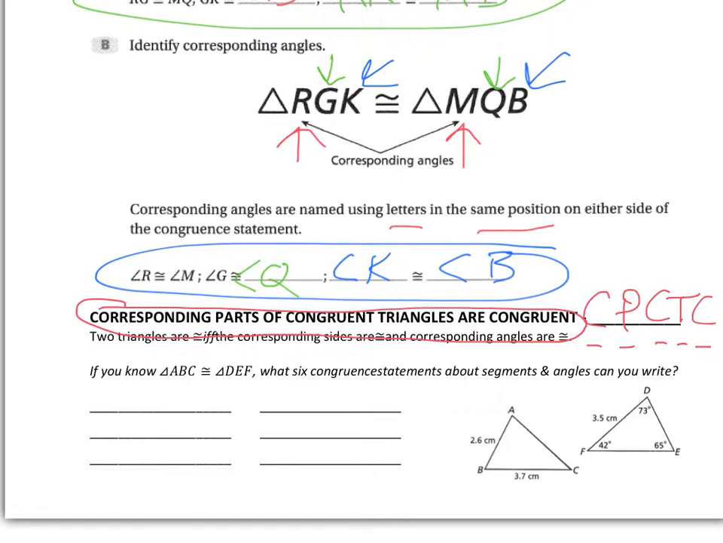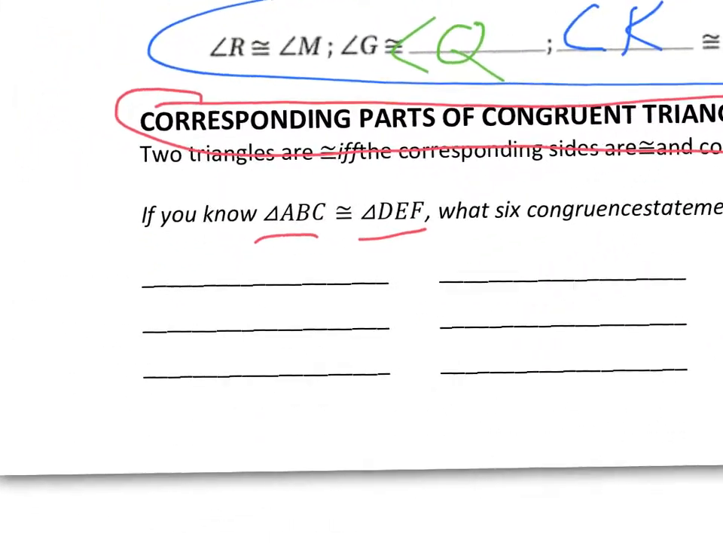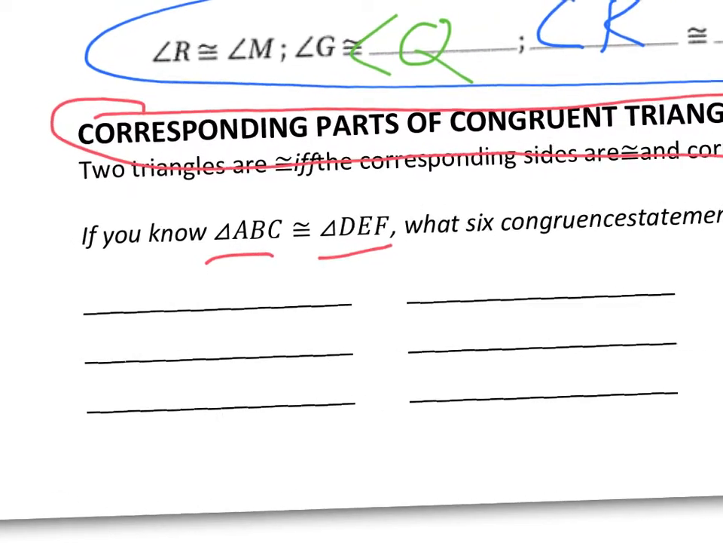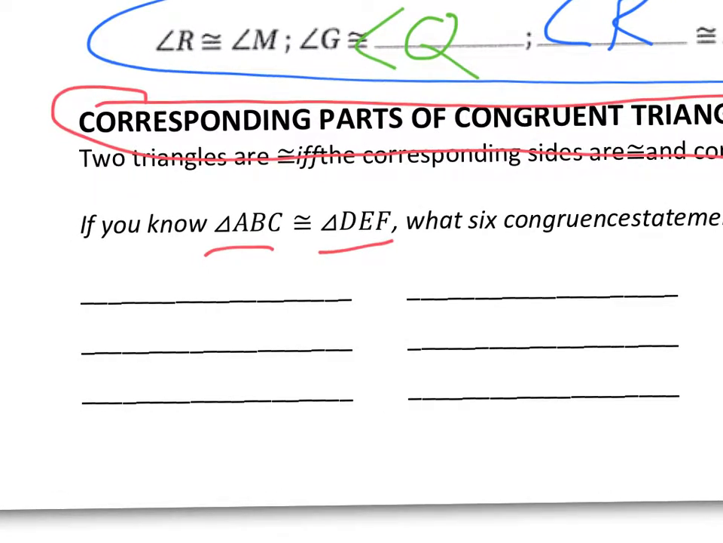Okay, so here we have 2 more triangles. If you know that triangle ABC is congruent to triangle DEF, what 6 congruent statements about segments and angles can you write? Well, let's look at this not even looking at the picture. We should be able to do it just given this information. Let's do the angles first. We would say that angle A is congruent to angle D.